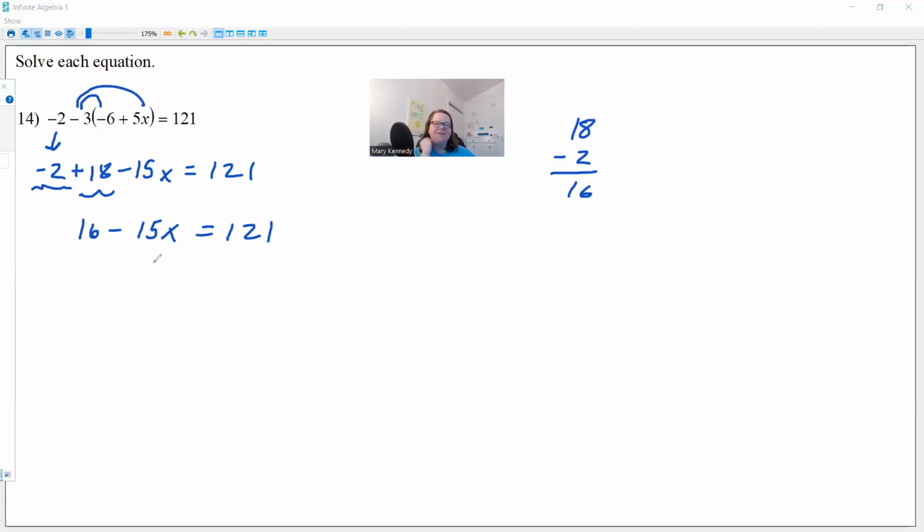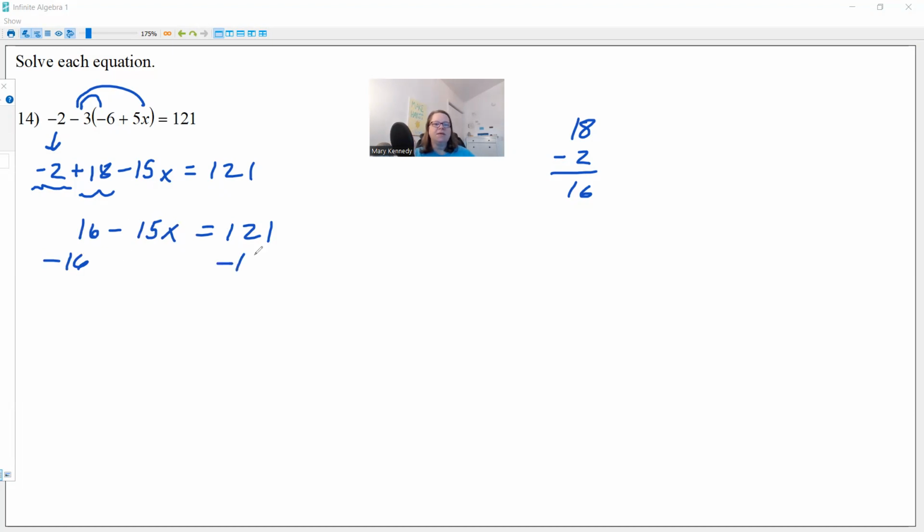Okay. So what I want to do now is add or subtract whatever's being added or subtracted to x. So I've got 16 minus 15x. So the -15 is being multiplied to x. That's not what I have to add or subtract. I have to subtract the 16. That's what's being added to the x value.